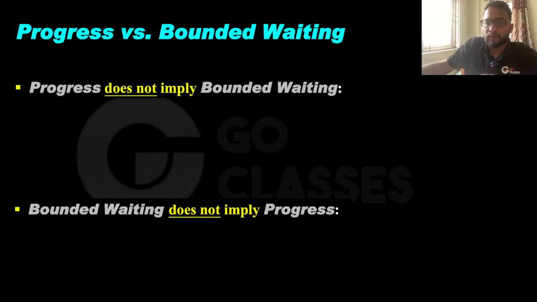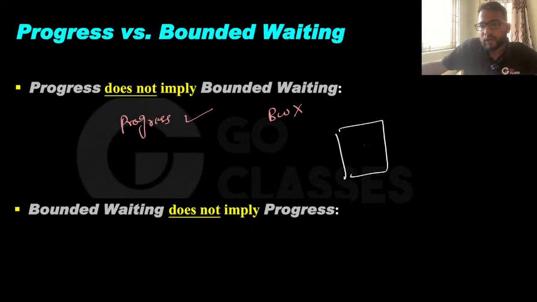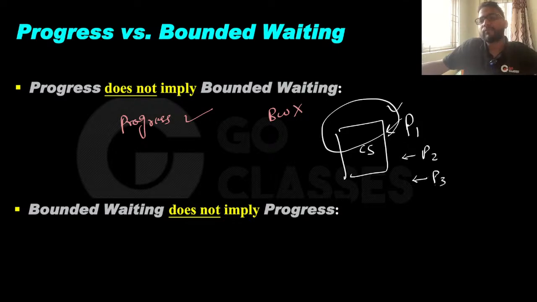Progress does not imply bounded waiting. I mean, progress is there. I want to have a condition where progress is there and bounded waiting is not there. Very easy, right? You can have a critical section where you have a process P1, and P1 is again and again entering, and then P2 and P3 are waiting for each other. Something like this, right?